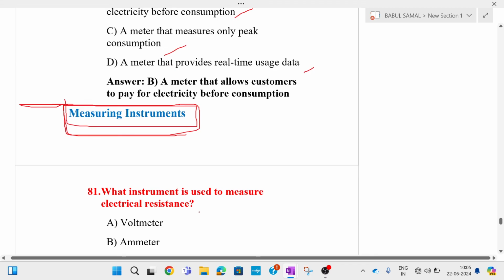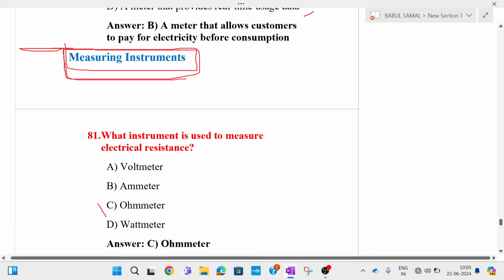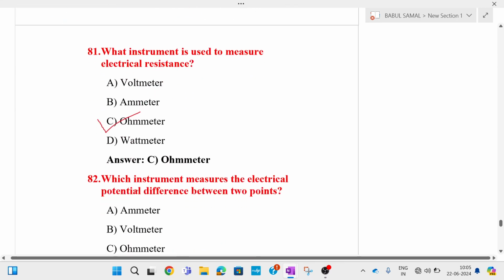What instrument is used to measure electrical resistance? Electrical resistance is measured by an ohmmeter. Option C is correct. Which instrument measures the electrical potential difference between two points?